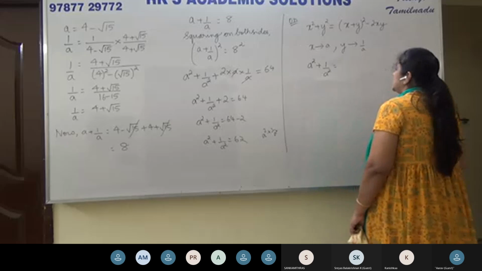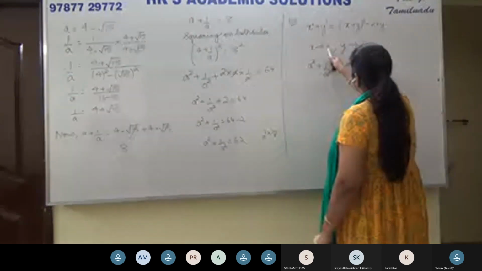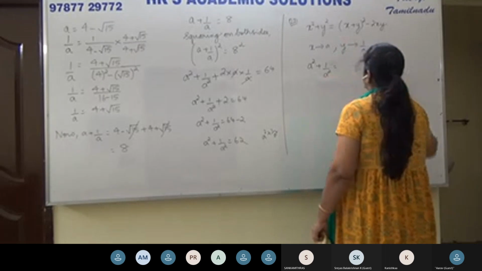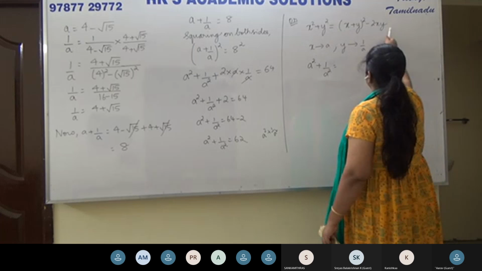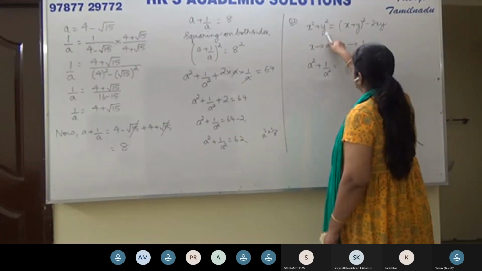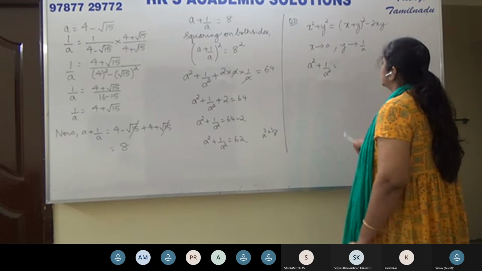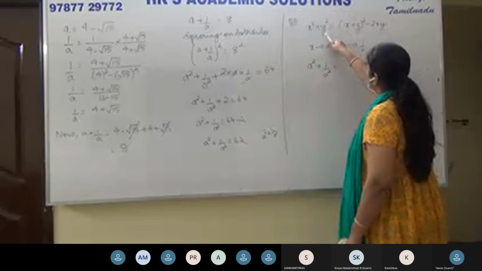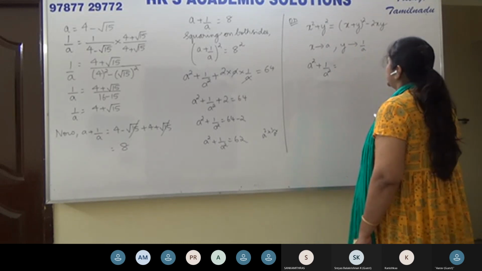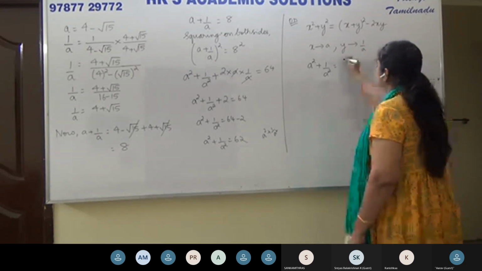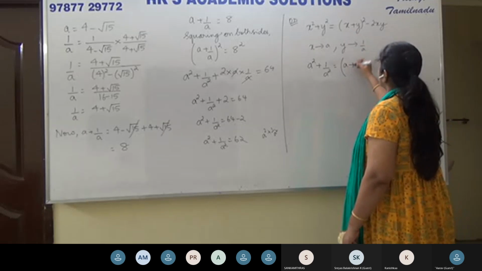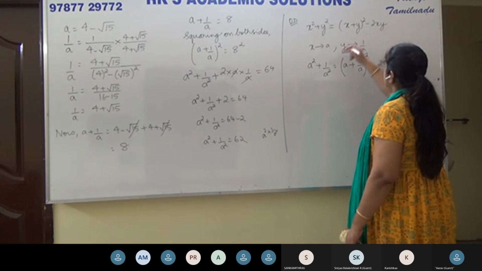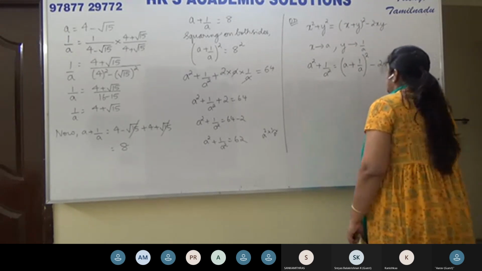So we know this. Now, if in place of x you take a, and in place of y you take 1 by a, how will the identity look? In this identity, if we take x as a and y as 1 by a, how will this look? That's what we're doing here. So when you take x as a, square, plus y as 1 by a, the whole square, which is 1 by a square, is equal to, I'm taking x as a plus I'm taking y as 1 by a, then this whole square minus 2 into x, which is a, and y, which is 1 by a.